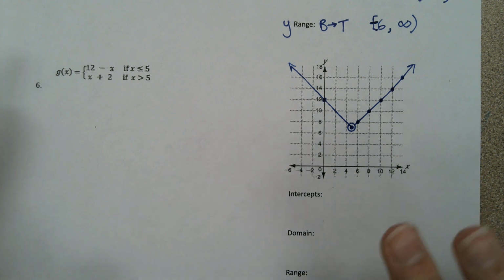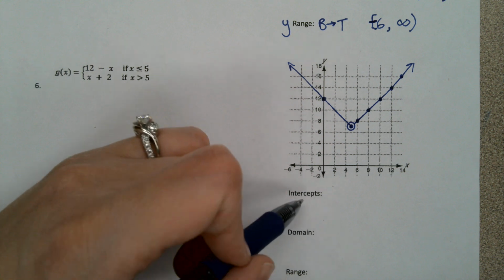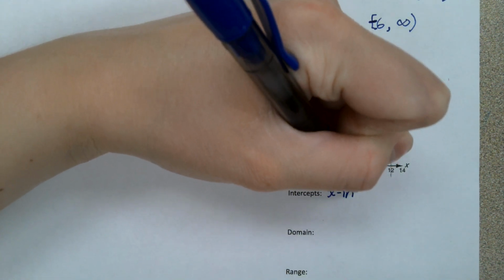So, if you need to pause and graph, go ahead and graph this. Now I'm going to move on. I'm going to talk about the intercepts first. And since I've already explained what the intercepts are up above, I'm just going to use the space I have over here. Intercepts, let's start with the x-intercept.